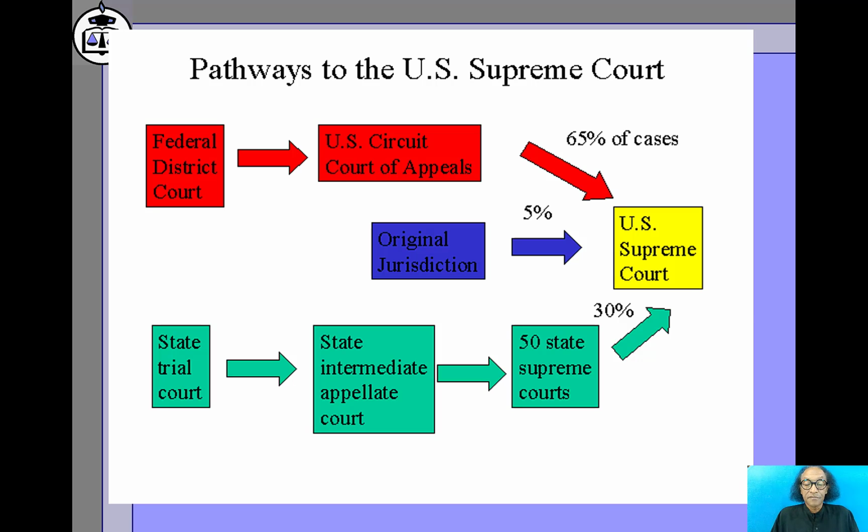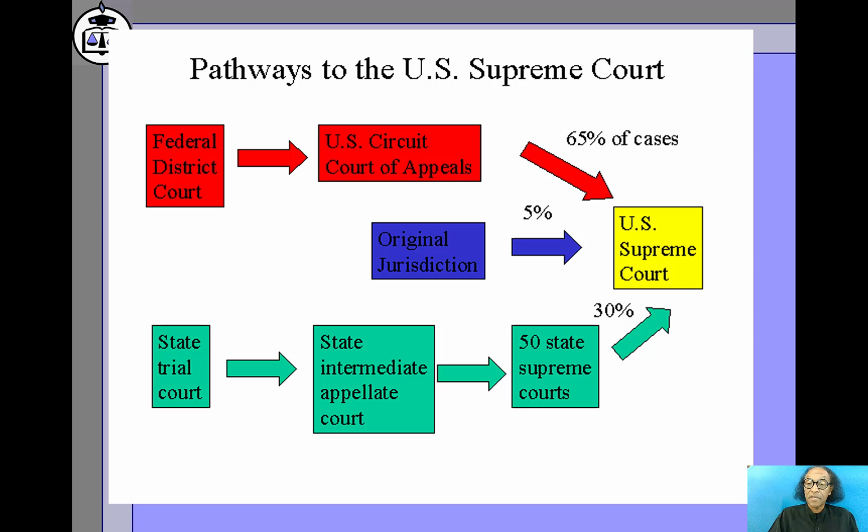The Supreme Court has very little original jurisdiction, as we discussed earlier. It doesn't sit as a trial court at all, very rarely. And then from the state trial court, through the intermediate state appellate courts, and then up to the Supreme Court. Again, we'll look at the state court process in greater detail. This chart simply shows the pathway of a case to the Supreme Court.